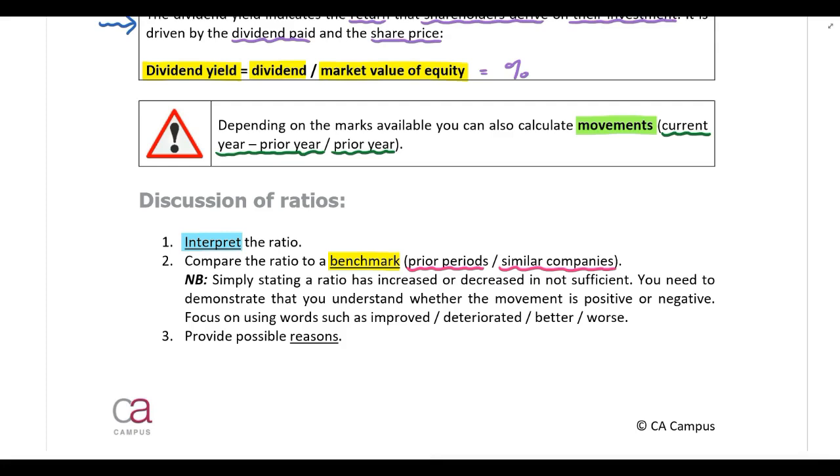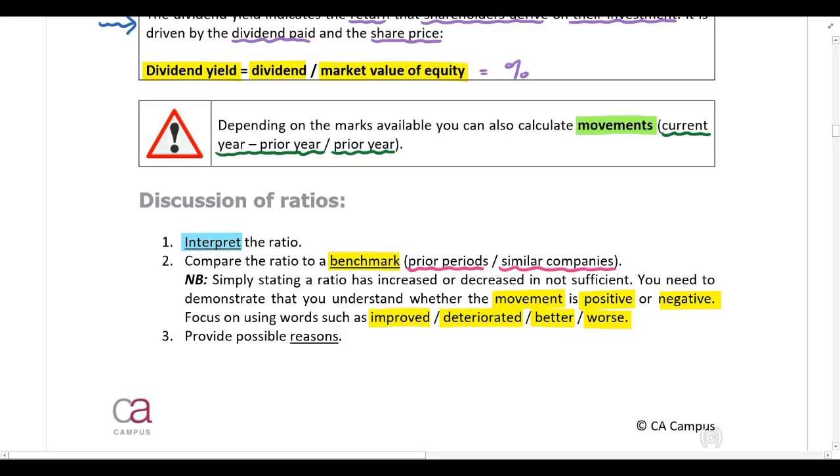Now, when you are discussing this, guys, please note, you can't just say that the ratio has increased or decreased. Because if you just say the ratio has increased or decreased, you are not showing the examiner that you understand whether an increase or a decrease is positive or negative. So you need to demonstrate that you understand whether the movement is positive or negative. So the types of words that you should be using in your discussion are things such as improved, deteriorated, better, worse, positive performance, negative performance, etc. Don't just say increased or decreased. You need to demonstrate that you understand whether the increase or the decrease is positive or negative.